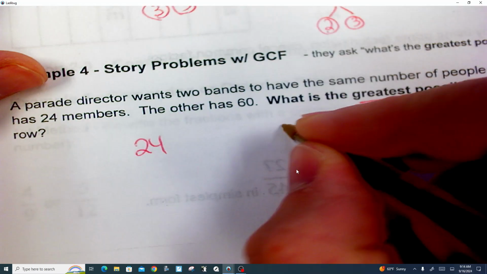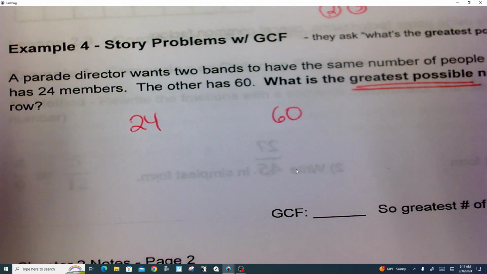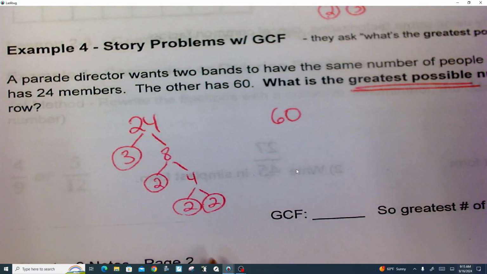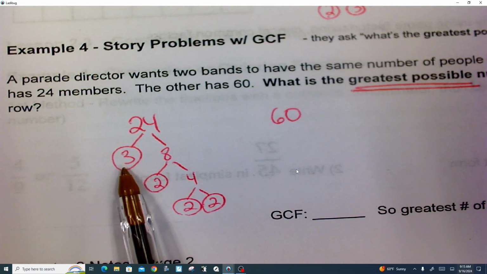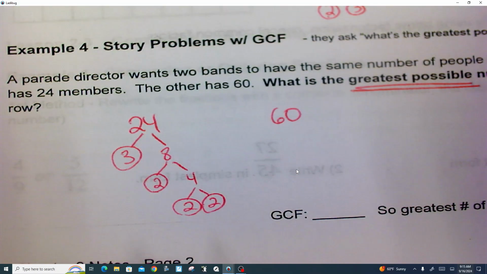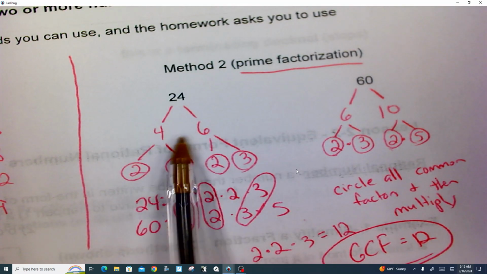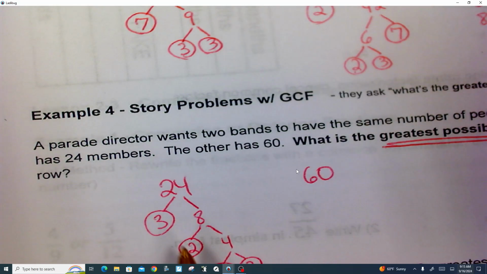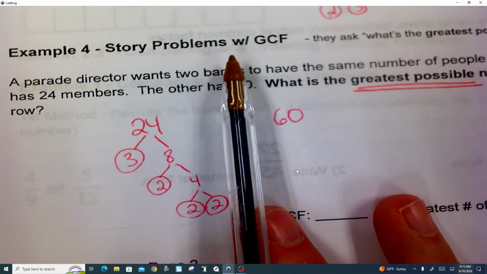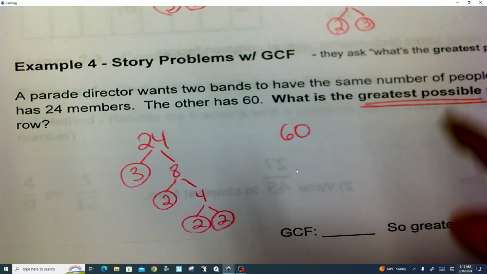So all we got to do is go find 24 and 60, and we can do the exact same thing. I'm going to do my factor tree thing, okay? You should find prime factors of 2, 2, 2, and 3 for 24, and we've done 24 on this page before. In fact, if you go up here under method 2, there's 24. I used 4 and 6 that time. This time I used 3 and 8, but we're still going to get to the same prime factorization. Let's go through to the 60s.